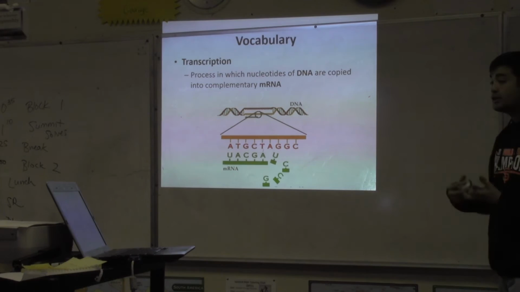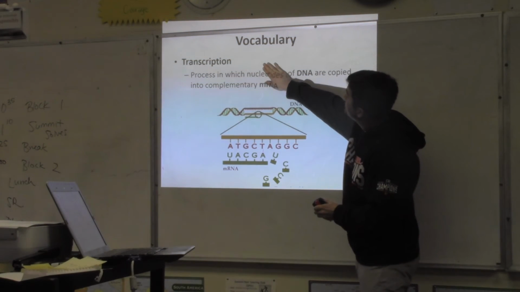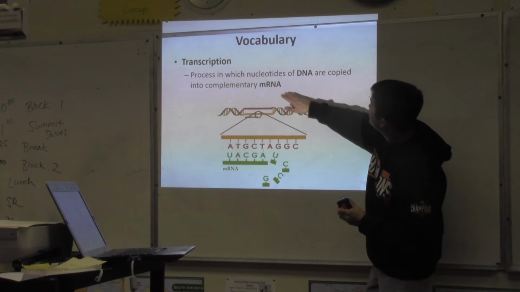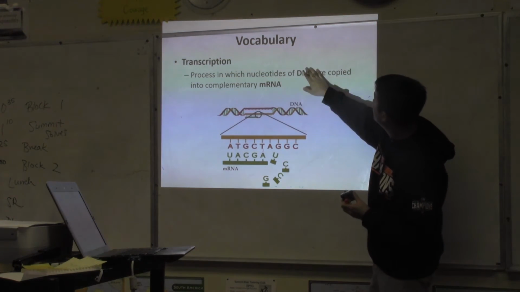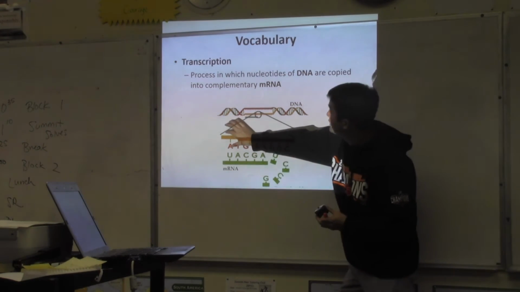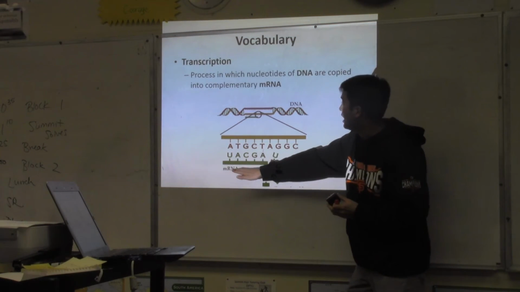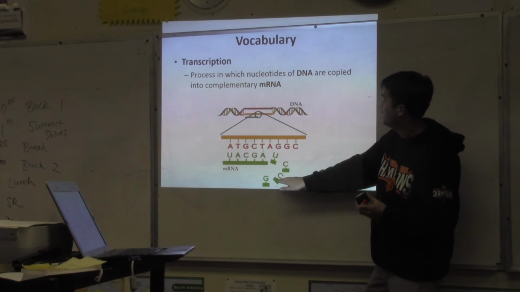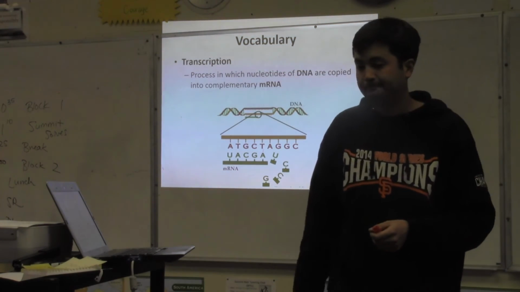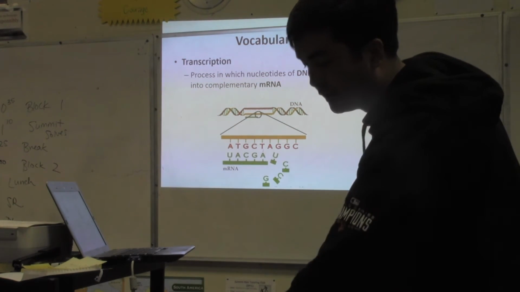Okay, so there's another vocab word that you want to know. This is the vocab word of transcription. Transcription is basically the process in which nucleotides of DNA are copied into mRNA. And so here we have the DNA. We're using this DNA to make that complementary mRNA, or messenger RNA. Make sure you're following along in the notes, so move on to the next page.